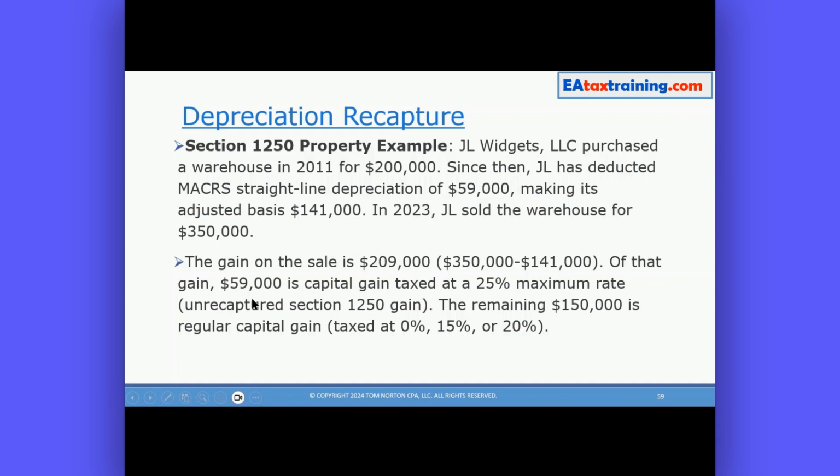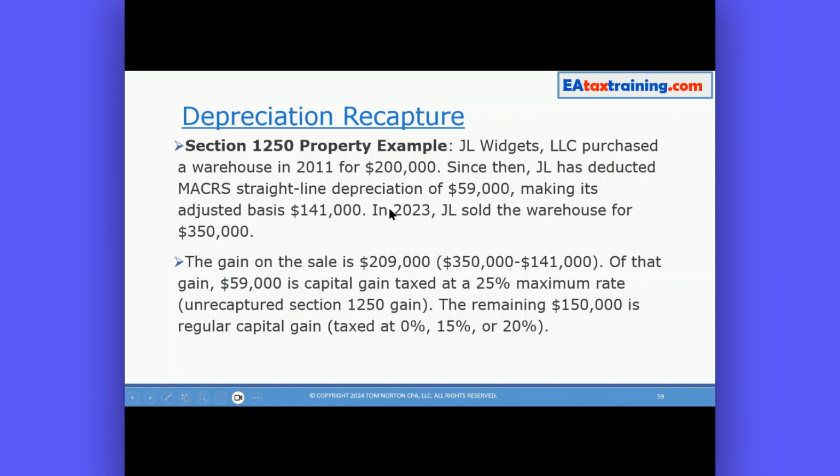Of that gain, $59,000, which was their straight line depreciation, is taxed at a maximum 25% tax rate. So that's their unrecaptured Section 1250 gain. The remaining $150,000 is regular capital gain, so it's taxed at 0, 15, or 20%, depending on taxable income.